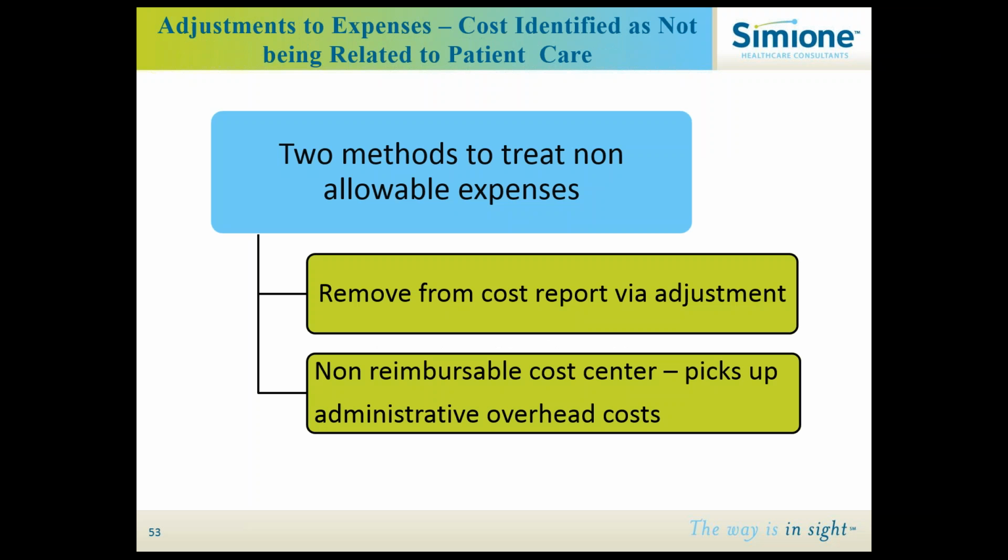Now, you adjust the cost report to either remove non-allowable expenses, marketing comes to mind, or you could leave it as a cost center to set up administrative overhead cost. Again, the nature of the expense. Refunds, rebates are offset. Interest income against interest expense. If your expense is more than your income, you offset the income against the expense.